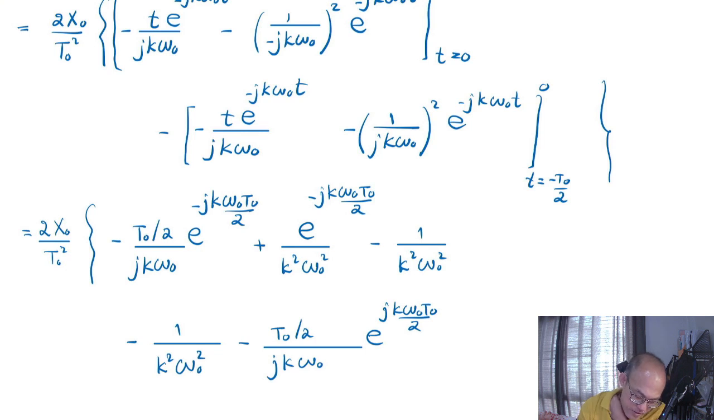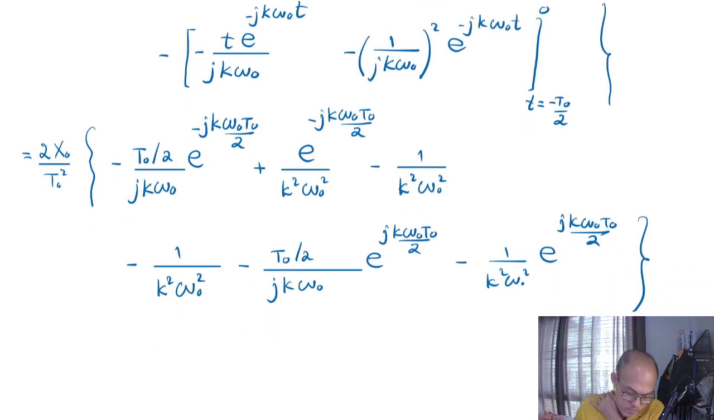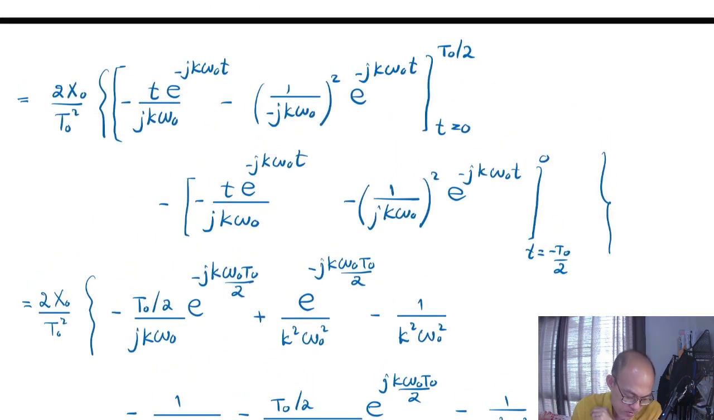Let me see if I did it correctly. And the last one is this one. So minus times minus is plus, right? But then I have j squared, so I have to be minus 1 over k squared omega 0 squared e to the j k omega 0 t0 over 2 here. Now let me see. Is there anything that is not correct?